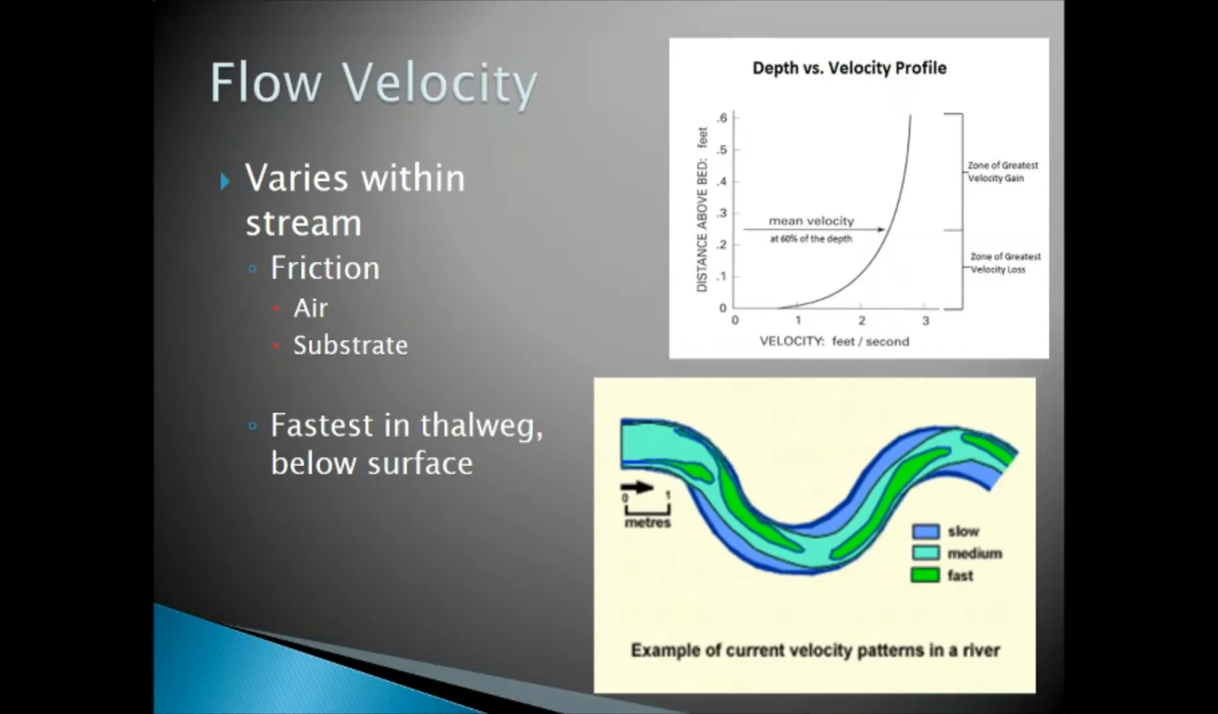Okay, so what we've got here is velocity, and this is distance above the bed. Basically this is the bottom of the stream, and this is the top of the stream. And what we see is the fastest water is up here at the top.